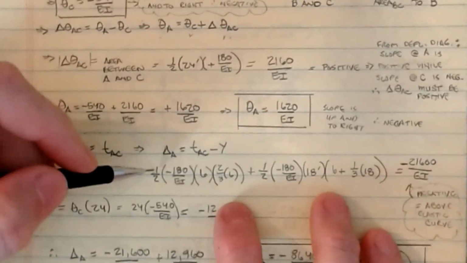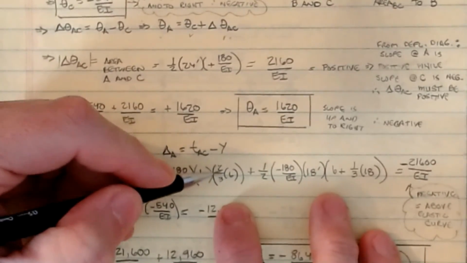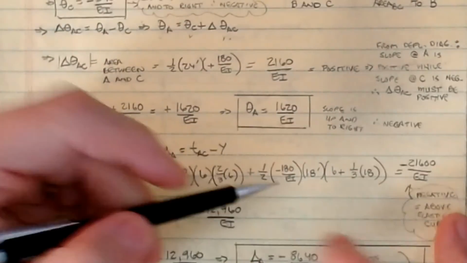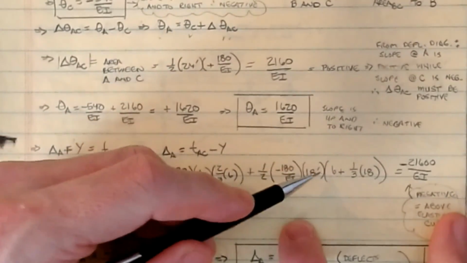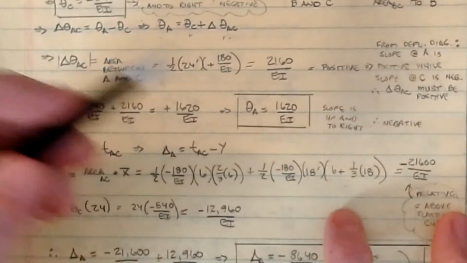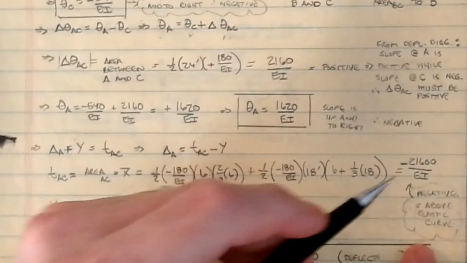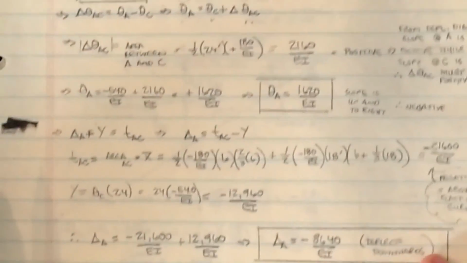All right, so here's the first one, 1/2 of minus 180 over EI. Here's the length, 6 feet, and here's the moment arm, 2/3 of 6. Plus 1/2 of minus 180 over EI times 18 feet. So now we're on the BC span, and so then it's 6 feet plus 1/3 of 18. So that's the 12 feet that I was talking about. And if you do the math on that, this is minus 21,600 over EI, which gets me the TAB.